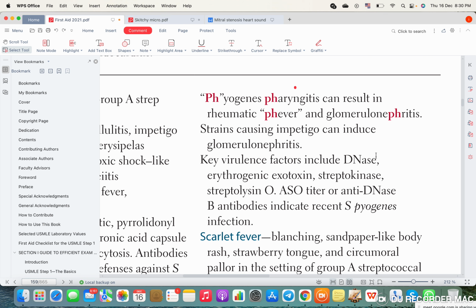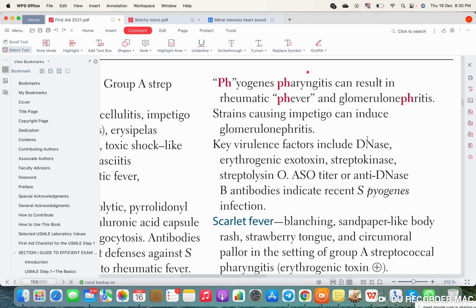Now comes my question: can the impetigo lead to rheumatic fever? Can impetigo lead to rheumatic fever? It cannot. It can only lead to the renal problem, okay? But if we speak about rheumatic fever, it must be due to pharyngitis, scarlet fever, yep.